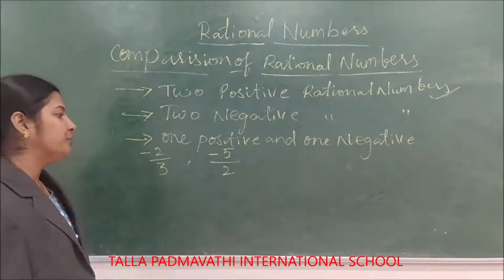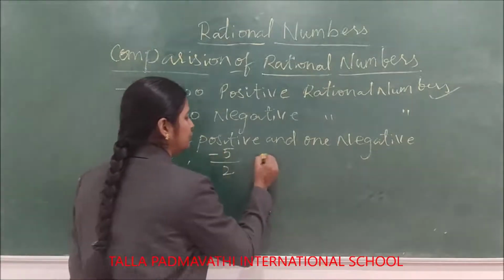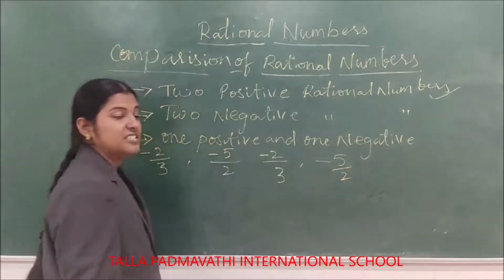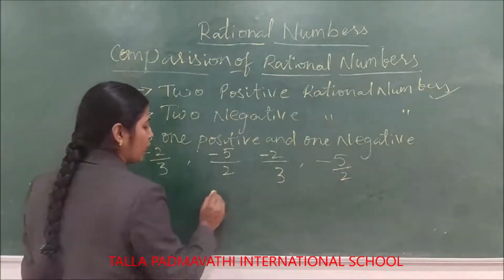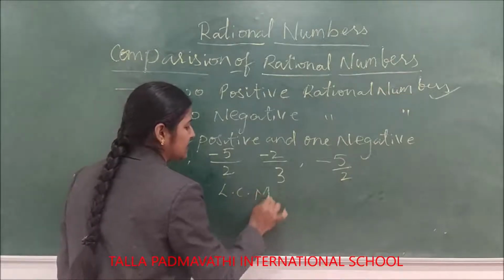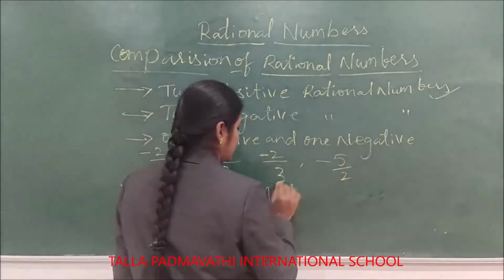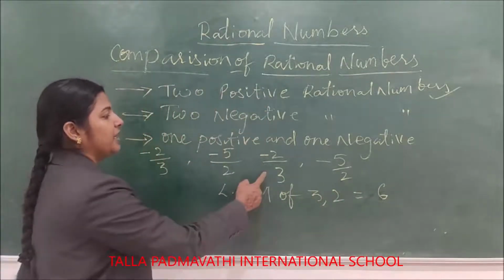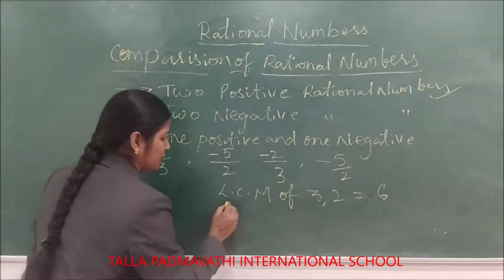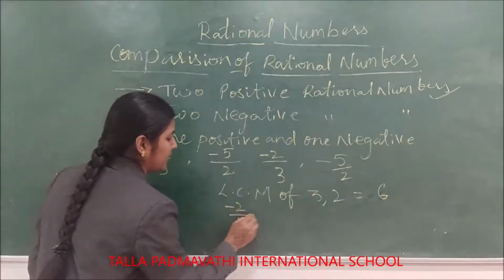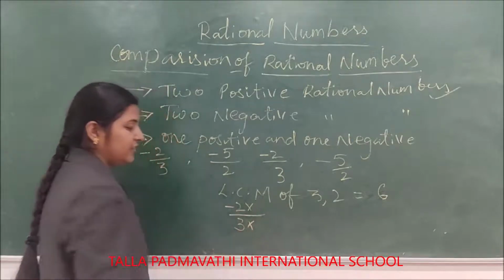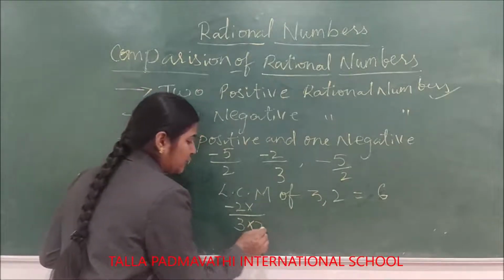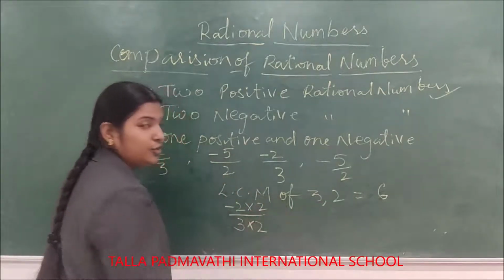For this we need to take the LCM of the denominators. So children, what is the LCM of the denominators? LCM of 3 comma 2 will be equal to 6. So children, make both the denominators equal to 6. So for minus 2 by 3, into what? In the denominator, what should we multiply to get 6, children? Yeah, it is 2. So the same number should be multiplied to the numerator also.